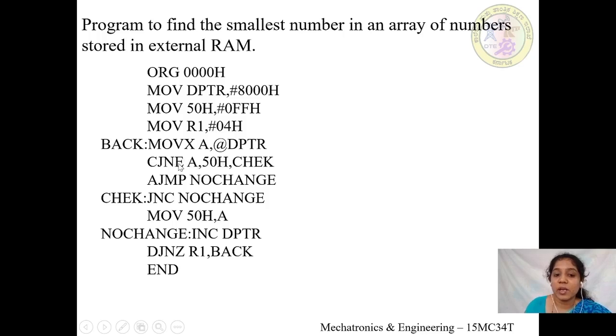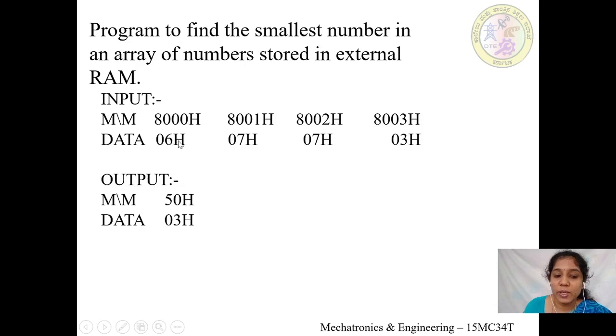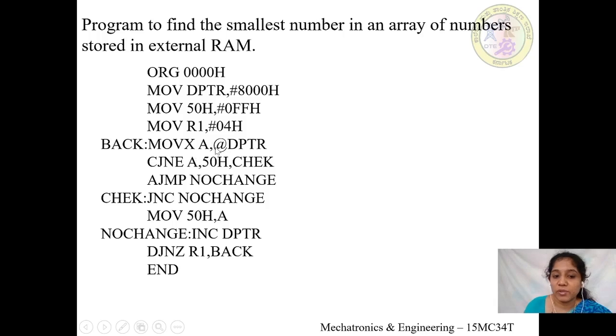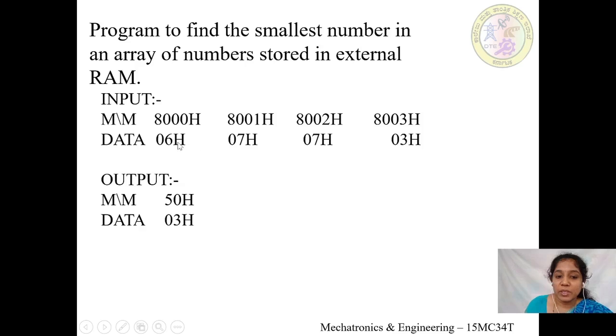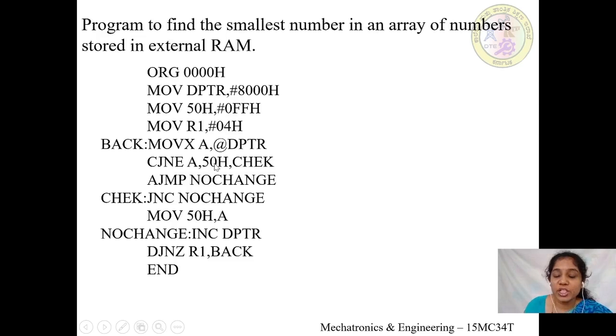So here we are comparing and also checking whether it is larger or smaller. That is performed like this. First it will check what is the data in accumulator. According to this, data in accumulator initially will be 06H. First data will be extracted. Data in 50H will be, initially what we have given, FFH. So A is having 06H and 50H contents is FFH. Are they equal? No, they are not equal.